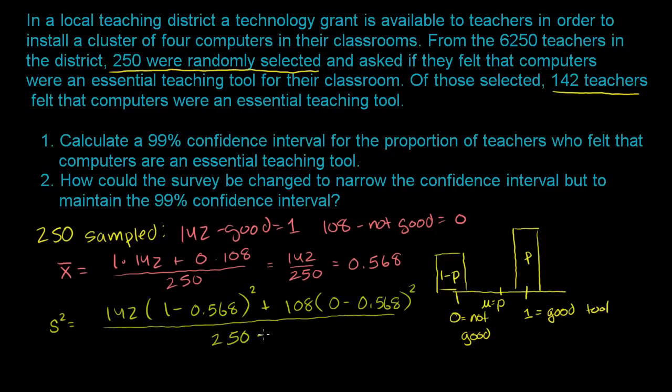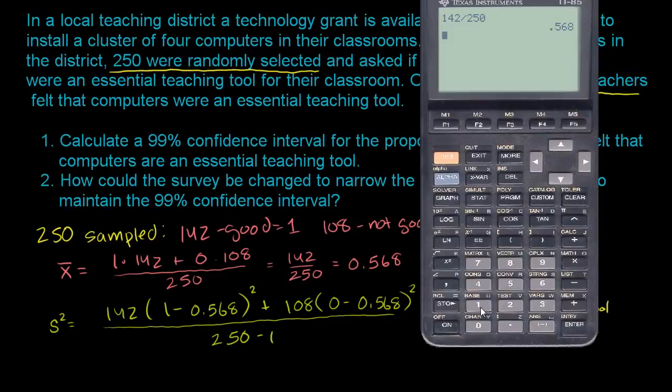So 250 minus 1. Let's get our calculator out again. I'll put parentheses around everything: 142 times 1 minus 0.568 squared, plus 108 times 0 minus 0.568 squared. You could obviously do parts of this in your head, but I'm just going to write the whole thing out there. And then all of that divided by 250 minus 1, which is 249. So our sample variance is, well, I'll just say 0.246.